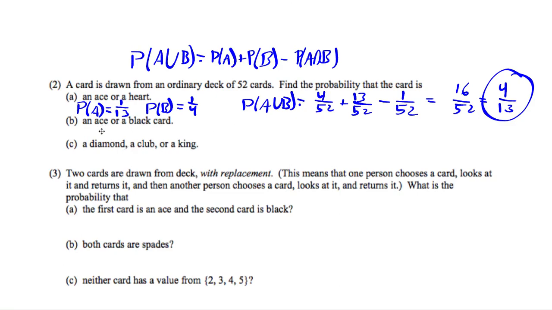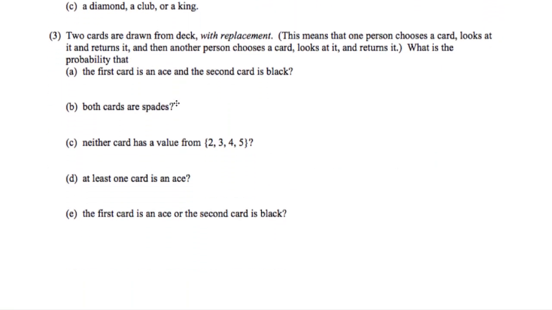What about the probability we have a diamond, a club, or a king? So rather than using this complicated formula, I don't want to take the time to go through that.